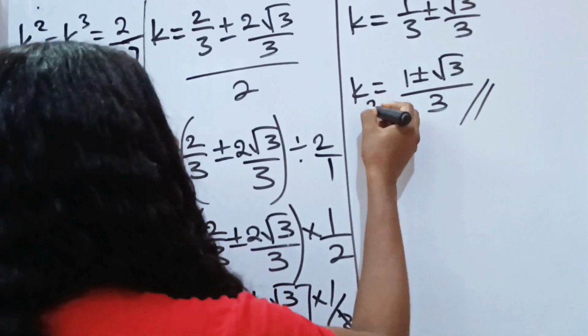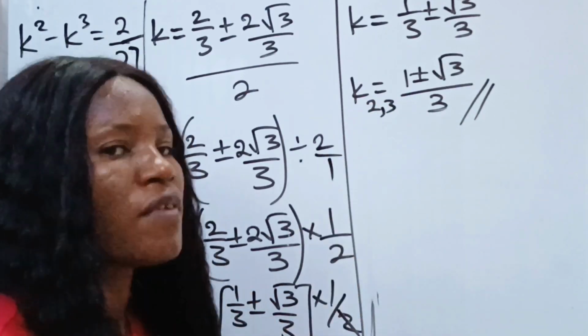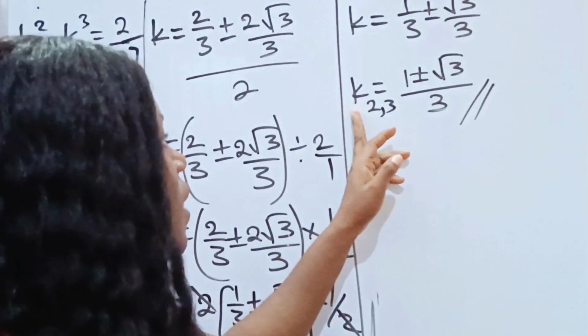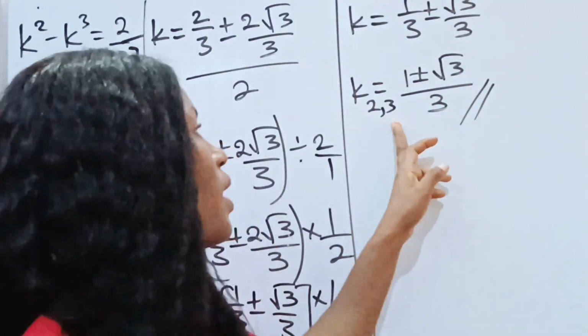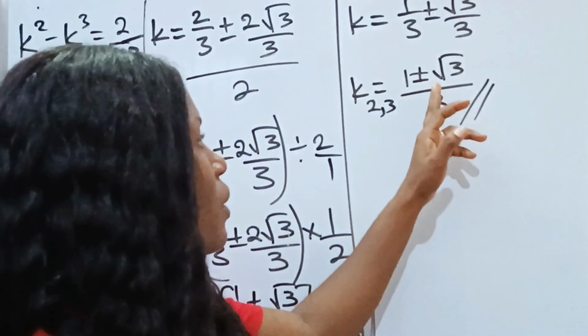So this is the second and the third value of our k. The second value is that k is equal to 1 plus root 3 over 3, while the third value of k is that k is equal to 1 minus root 3 over 3.